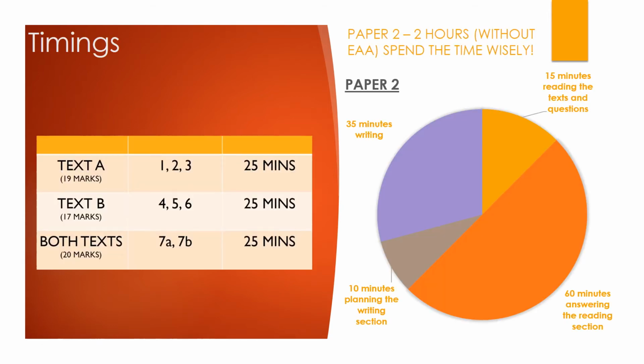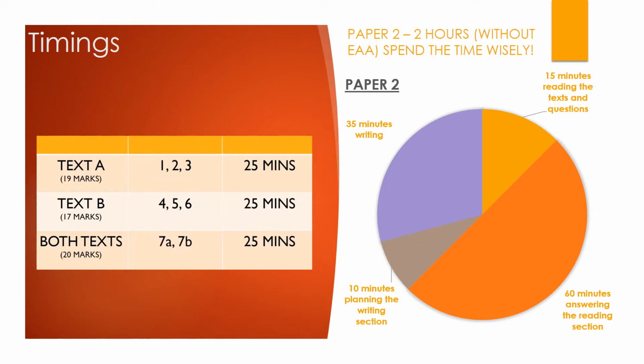So let's take a look at the timings. This is just to make sure that you use your timing appropriately and don't waste any of your time. Paper 2 is 2 hours and 5 minutes. Now that's without exam access arrangements. So if you have exam access arrangements which also include extra time, you'll need to factor that into your timings as well. This is based on somebody without exam access arrangements.